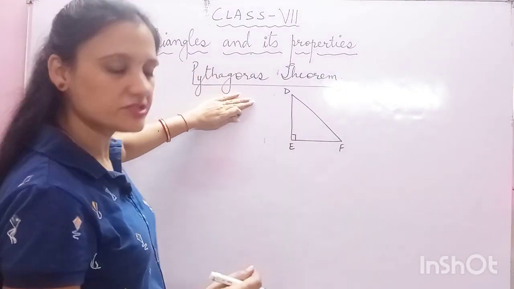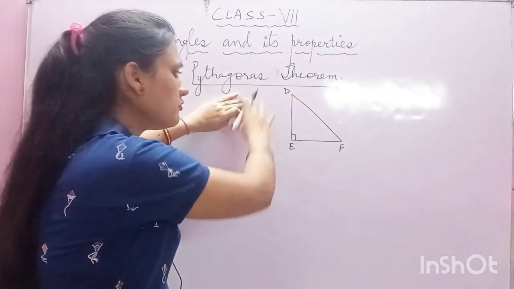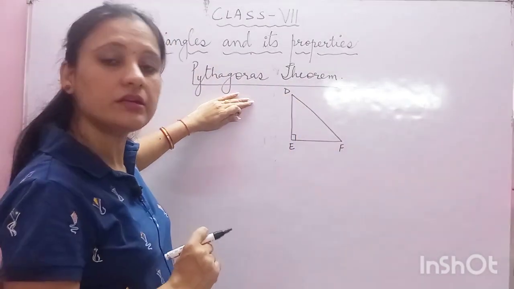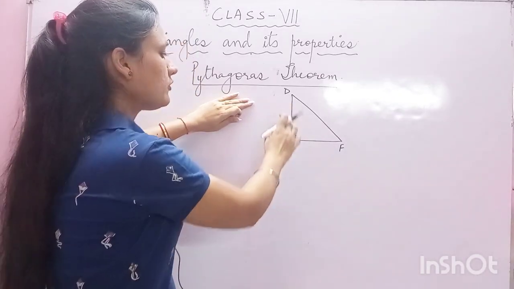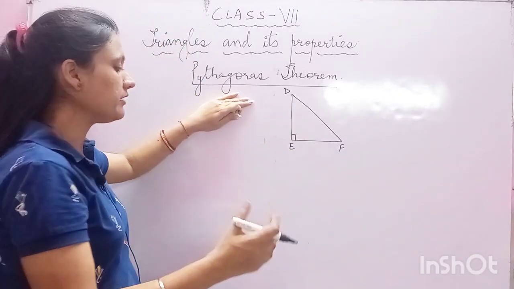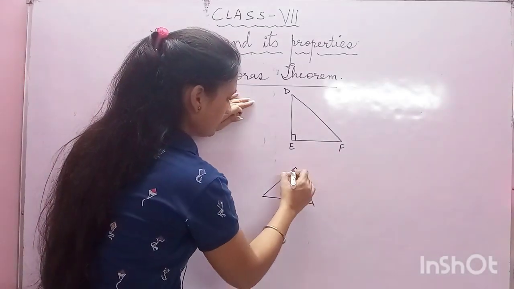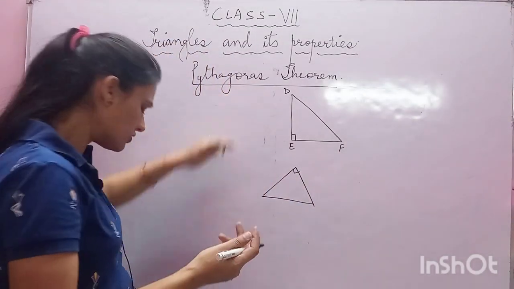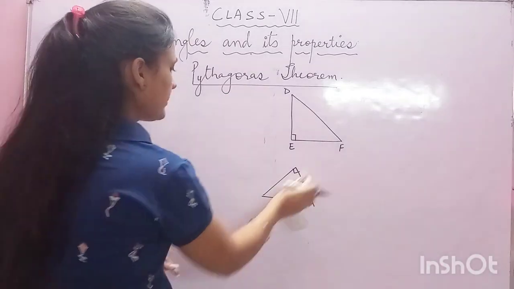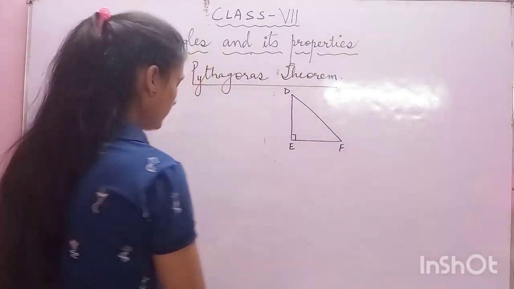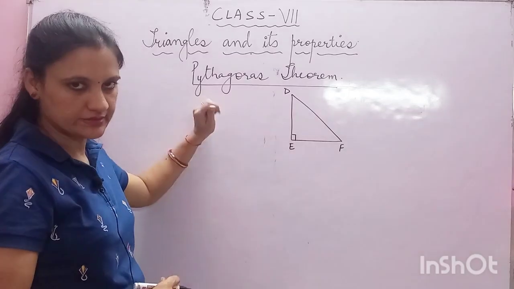Before I take up this theorem, let me explain to you about the right angle triangle, right? One of the angles should be 90 degrees, then only we call it a right angle triangle. This also is a right angle triangle. So a right angle triangle can be formed in any way, but you have to remember that one of the angles should be 90 degrees.